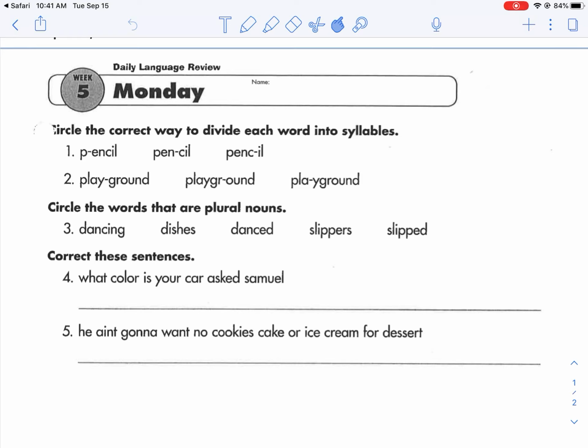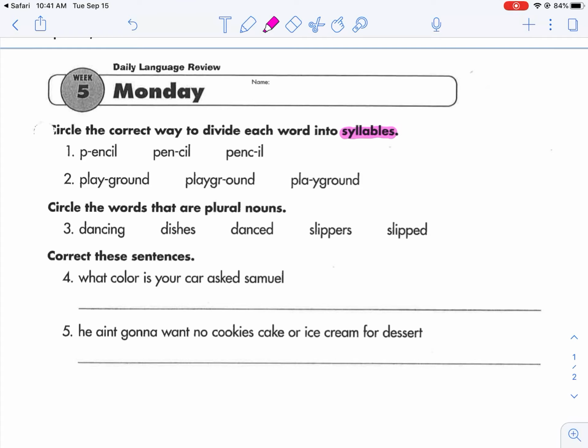All right, let's go ahead and get started with today's daily workbook page. Here we are going to circle the correct way to divide each word into syllables. Syllables means the number of sounds and parts to a word. So this is sometimes kind of hard to hear the difference between the right answers. But the word that we're talking about here for number 1 is the word pencil.